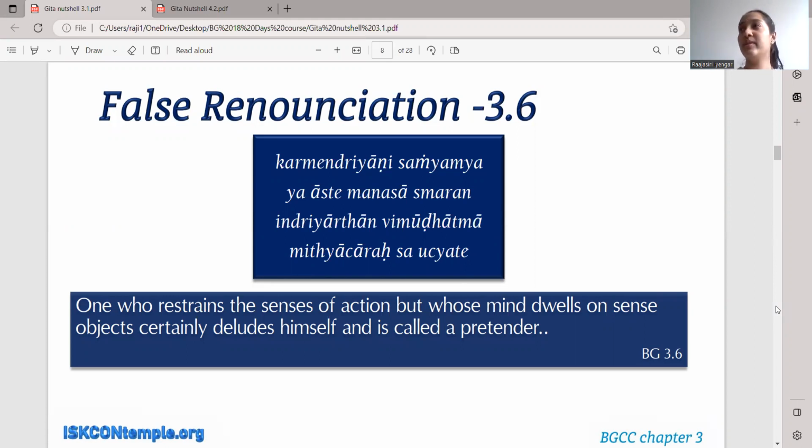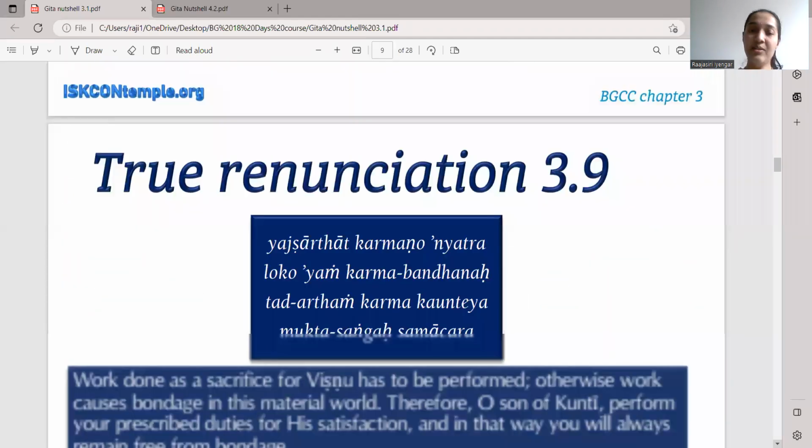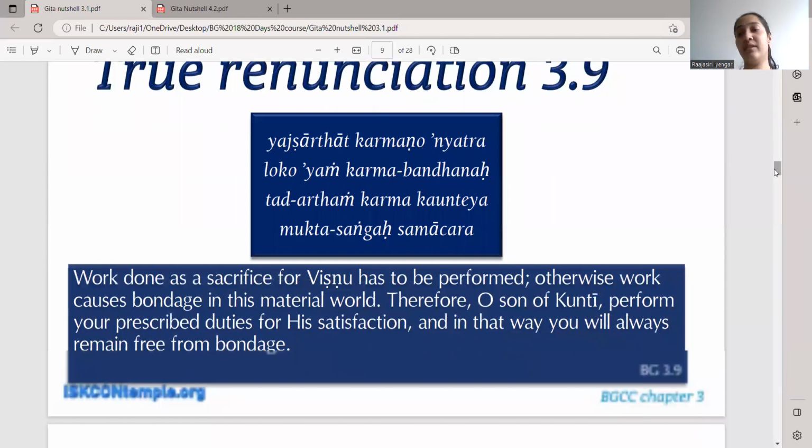Right? This is exactly what we discussed. Someone decides to leave sugar, but all he can think of is sugar, sugar, and sugar. So he's pretending that he has left sugar, but internally he's still constantly with sugar, more than ever, more than before. Right? So this is false renunciation. This is mithya. This is pretending. Okay. But what is true renunciation then?